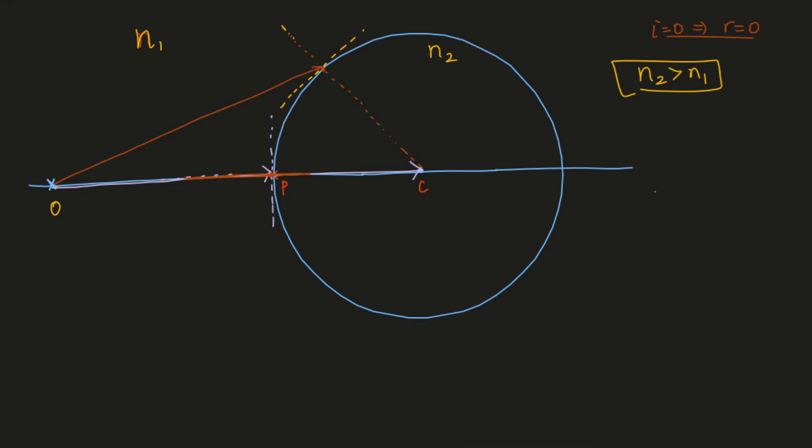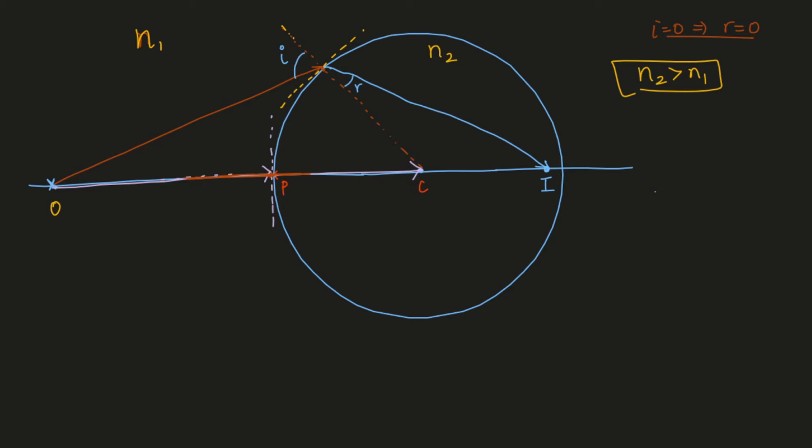Now, since n2 is greater than n1, the angle of incidence is going to be greater than the angle of refraction. So the angle of refraction is going to be smaller, and the ray would deviate something like this. So let's say the ray intersects the principal axis inside the sphere, right at this point. Let's say that point is I. Let's label this angle as r as well.